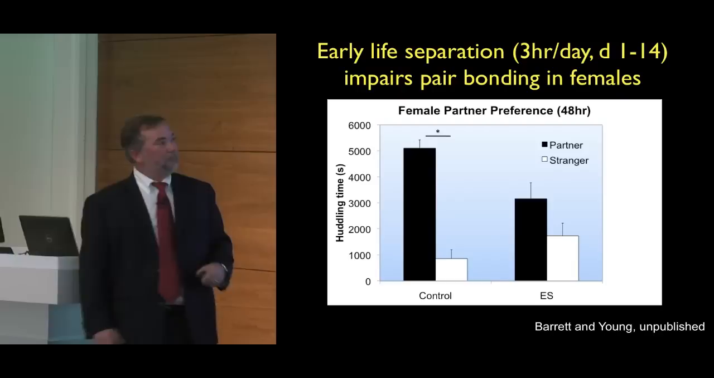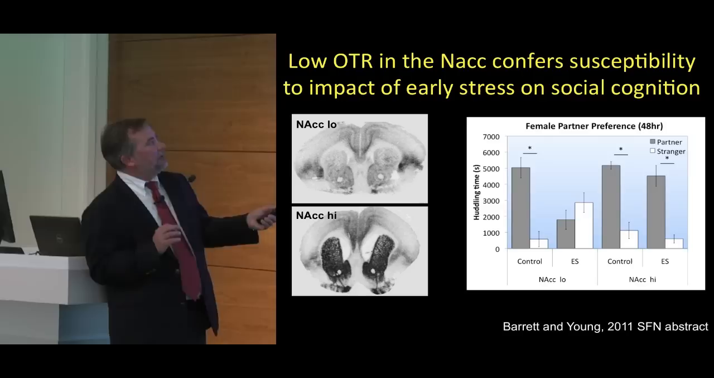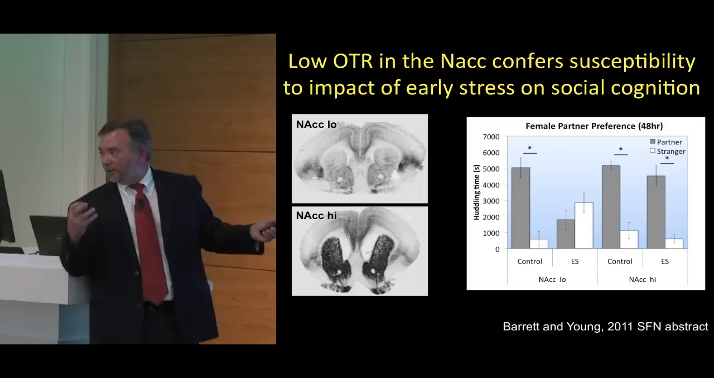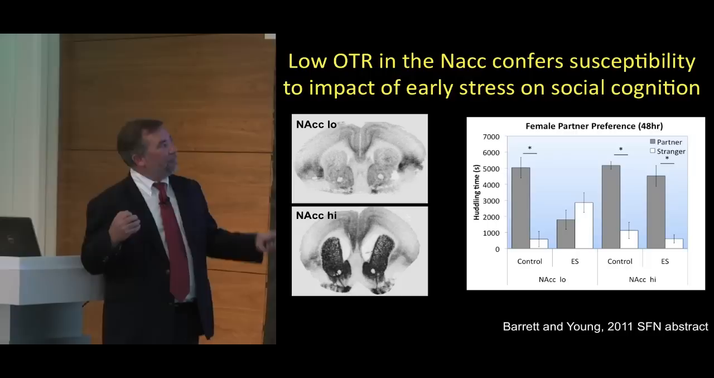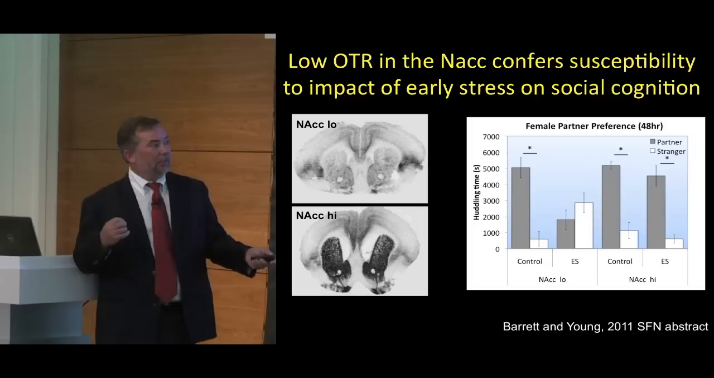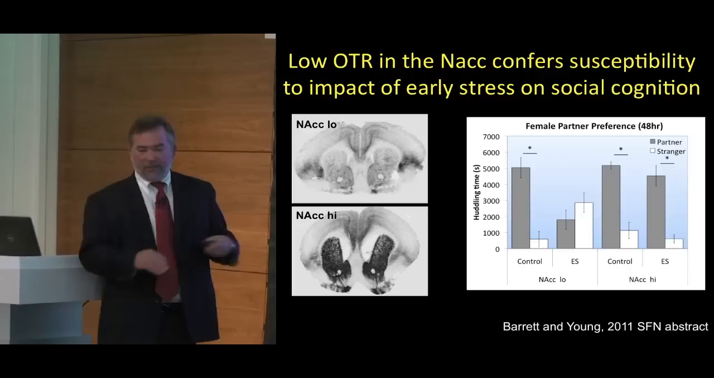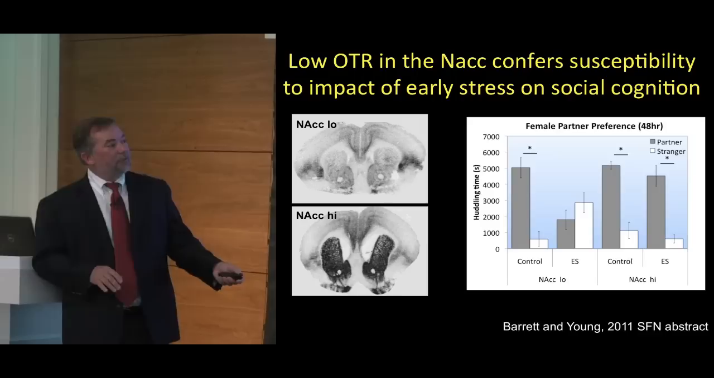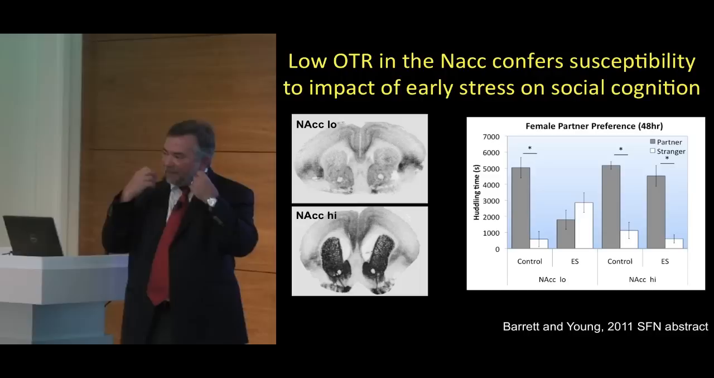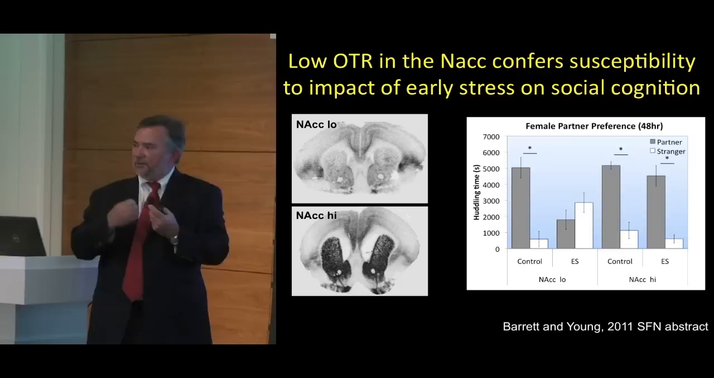When we looked at it more carefully, what we realized is that, first of all, there's a lot of individual variation in the amount of expression of this oxytocin receptor in this nucleus accumbens, so that some prairie voles, these are all prairie voles now, have low levels of receptors and others have higher expression of receptors. And if you break the data up based on this, what you see is that the animals that have low levels of nucleus accumbens expression are severely impacted by this early life isolation. So they're very susceptible to early life social stressors. But the animals that had the high densities of receptors were totally resilient. It had no impact on them whatsoever. So here we've got a brain expression difference between two groups of animals that somehow predicts susceptibility or resilience to early life social stressors.